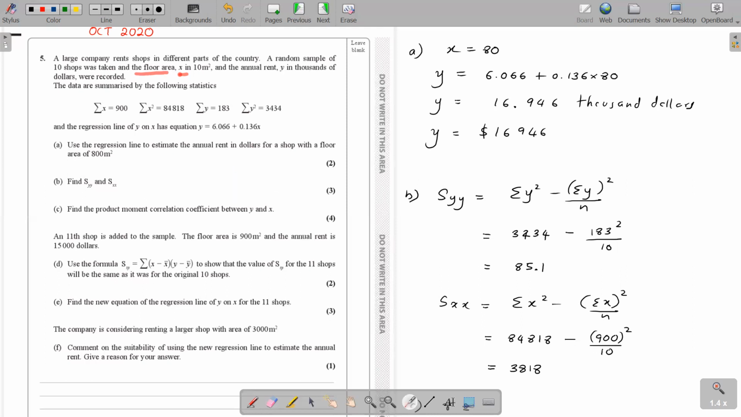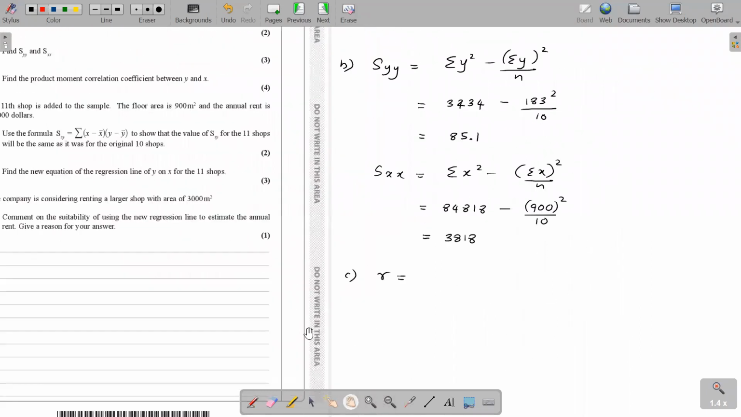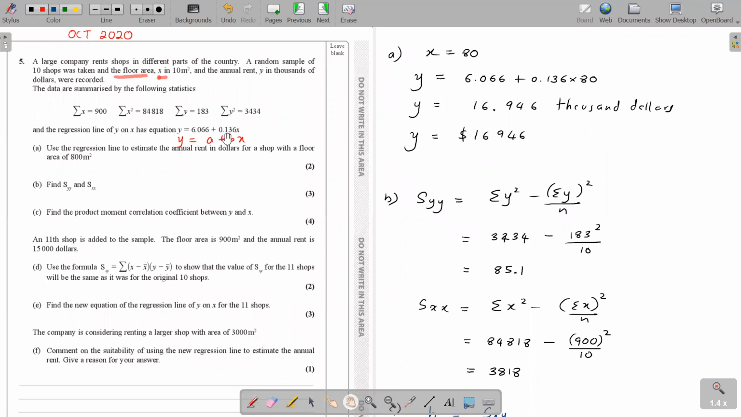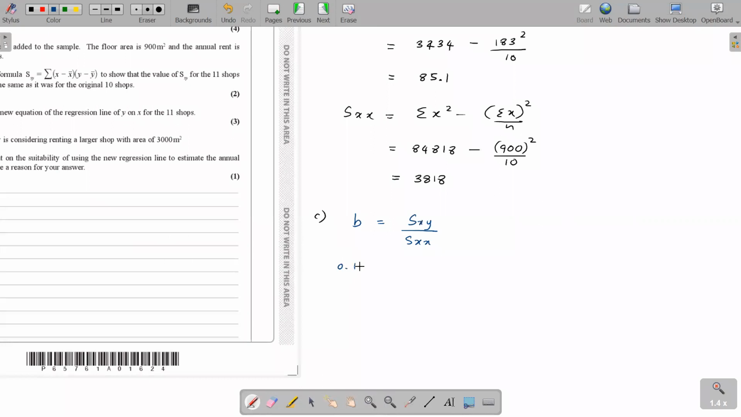You can see that they have given you the regression line. What's the format of the regression line? Normally we write Y equals A plus BX, right? Where B equals SXY over SXX and A equals Y bar minus B X bar. So before finding R, let's find the B value. B equals SXY over SXX. Are you with me? These are standard formulas. The B value is given, the coefficient of X, 0.136.